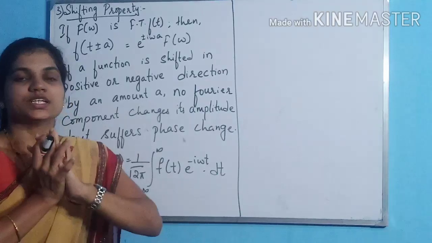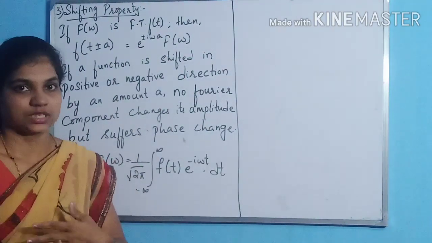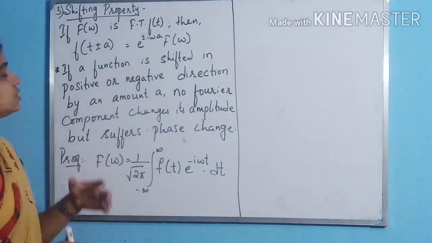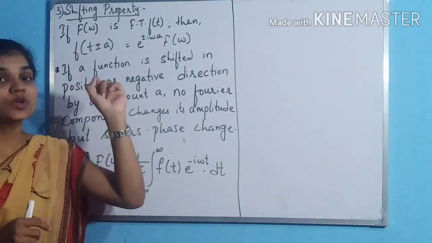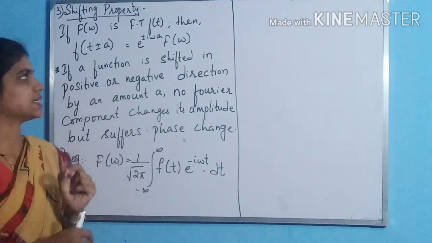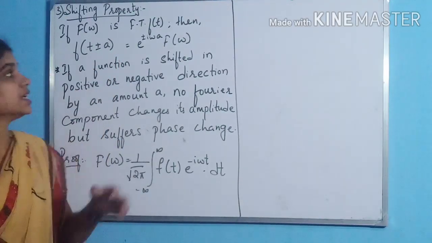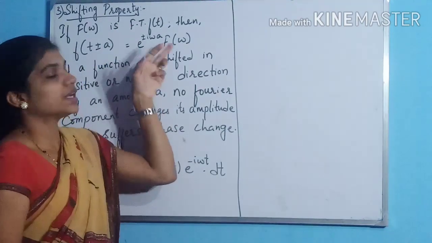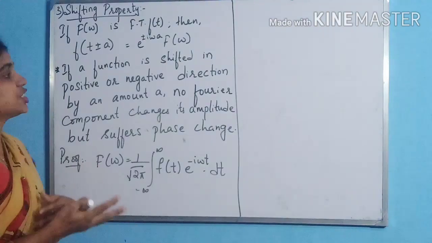The third property is called the shifting property. So we are shifting something here. What we are going to shift, that we'll see now. The property states that if f of omega is the Fourier transform of f of t, then f of t plus or minus a is equal to e raised to plus or minus i omega a into f of omega. So what is being shifted?